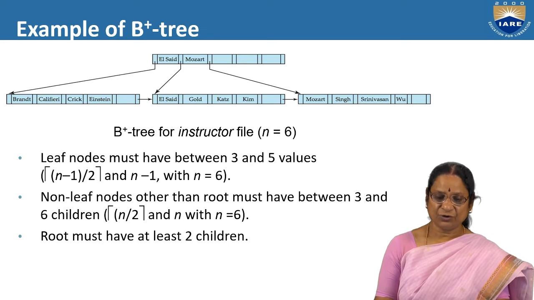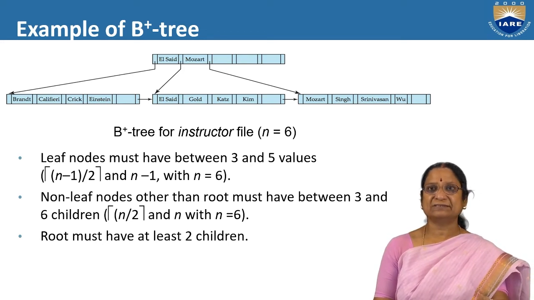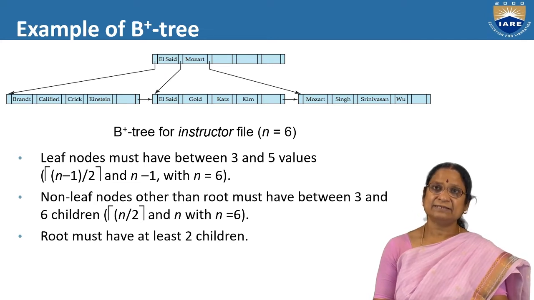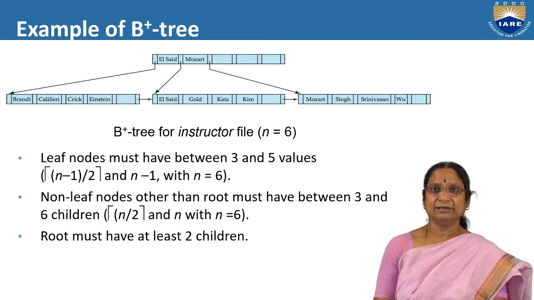Now you observe. Names less than EA are in the first subtree, names greater than or equal to EA and less than MOR are in the second subtree, and names from MOR onwards are in the third subtree.